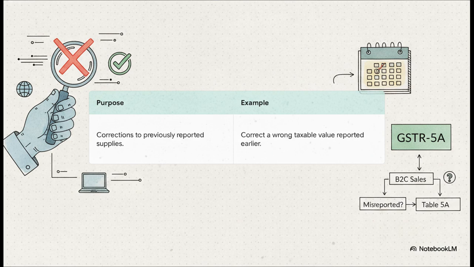Oops, made a mistake in a previous return? Hey, it happens to the best of us. That's what Table 5A is for. It's basically your oops button. So let's say last month you reported a sale as $100 when it should have been $150. You'd come to this table in your current month's return to fix that mistake.